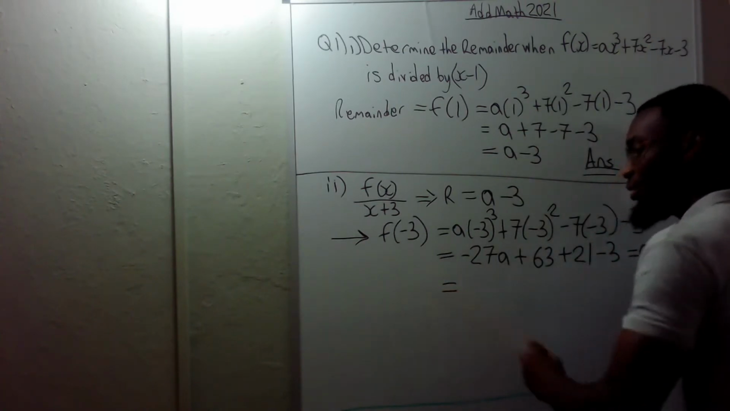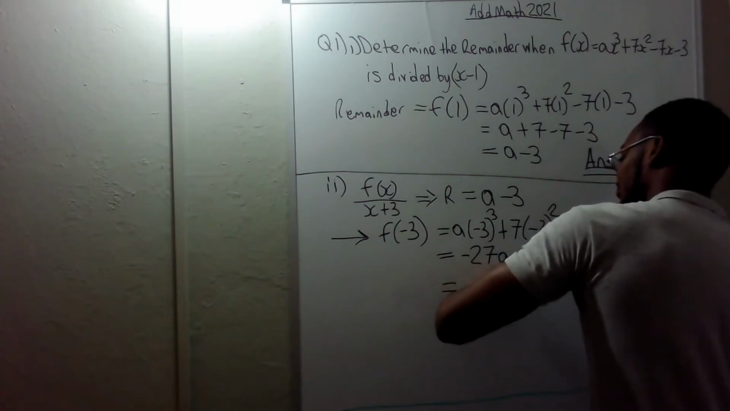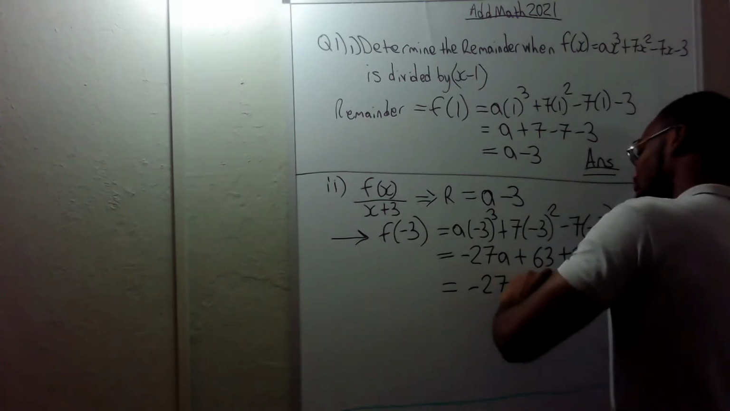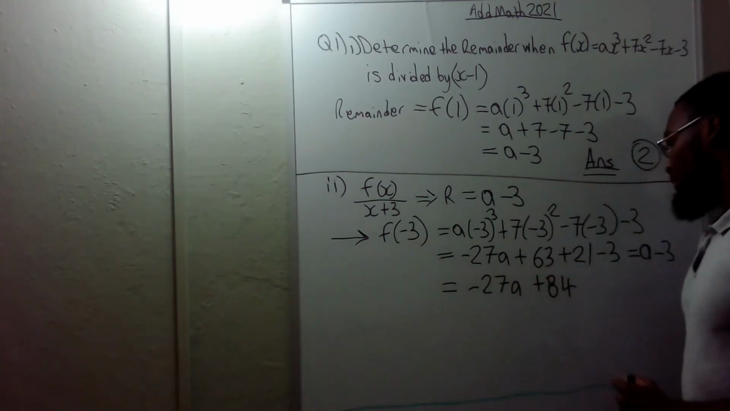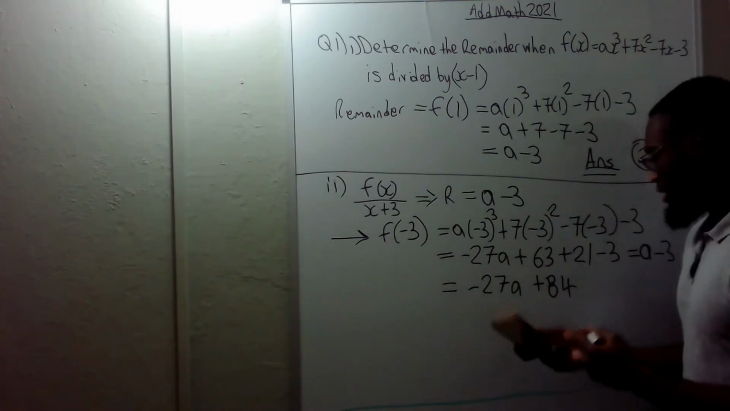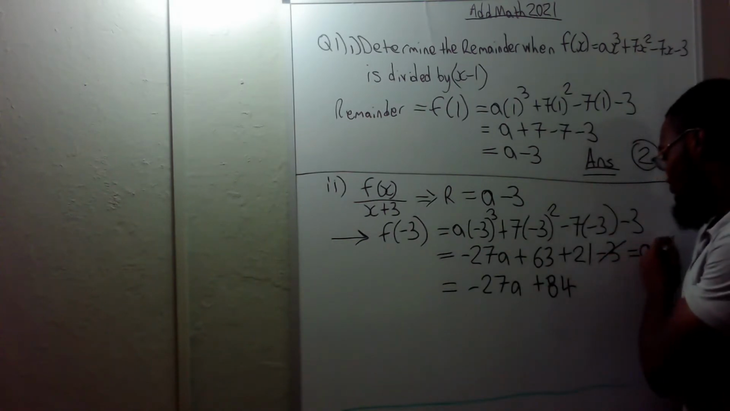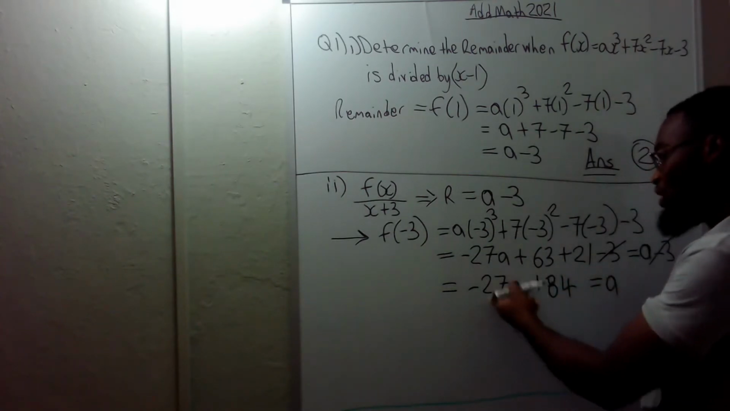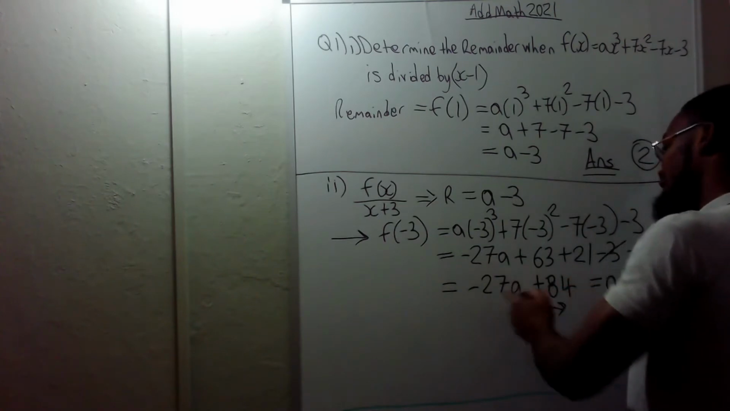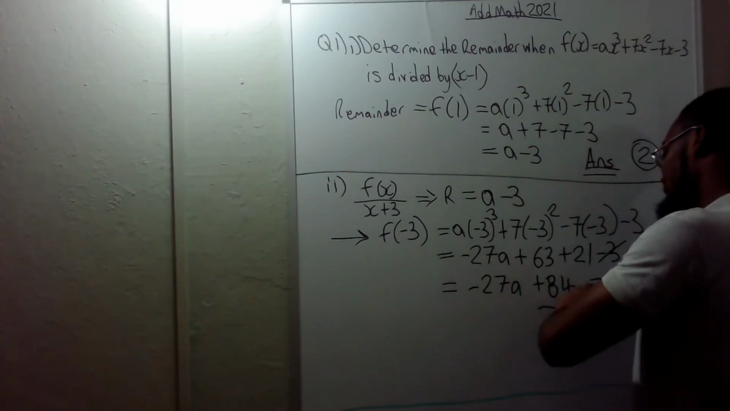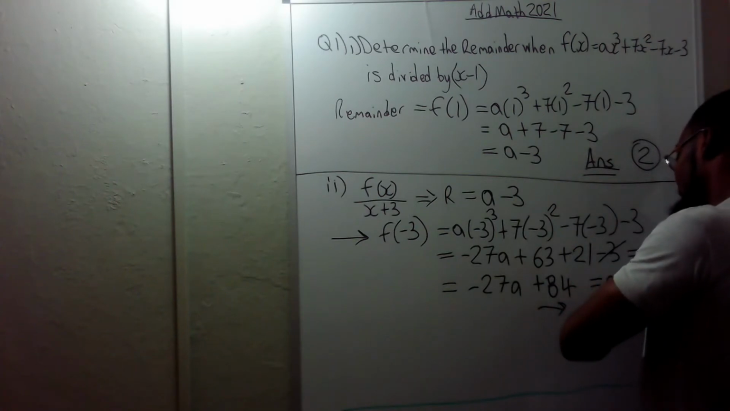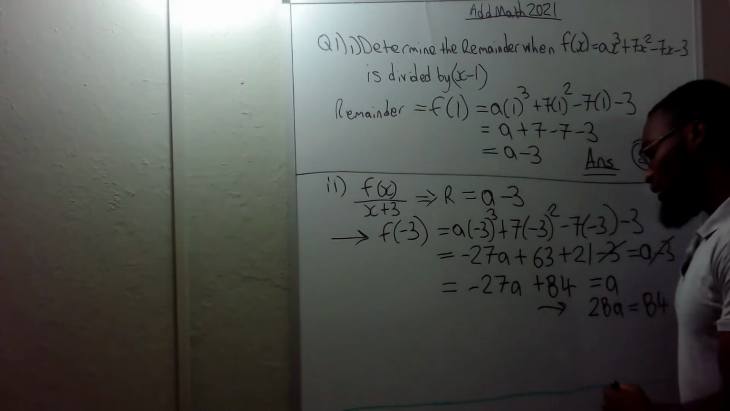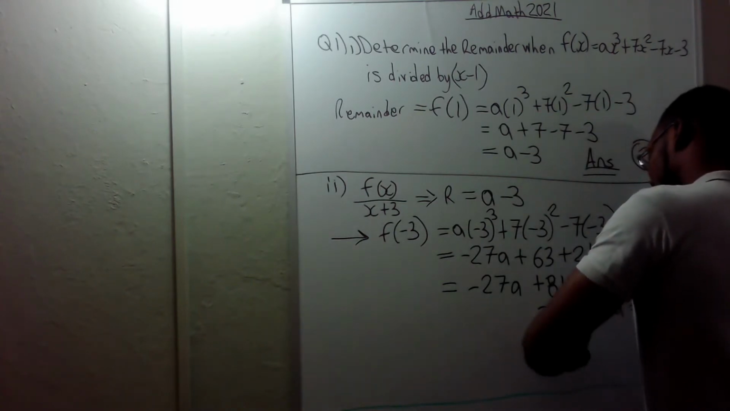So when we simplify it, guys, what we're going to get is negative 27a. Now, 63 plus 21, that's 84. And this minus 3 here cancels the minus 3 over here, and that's equal to a. So we can bring over the 27a, and that 27 comes over here and becomes 28a, which is equal to 84. Now what number times 28 gives you 84? So that means a equals 3.